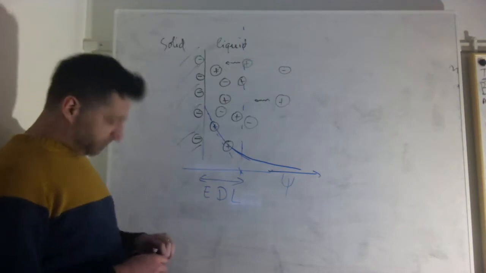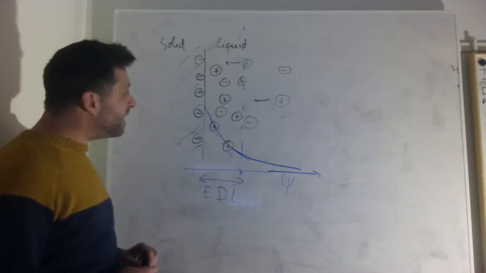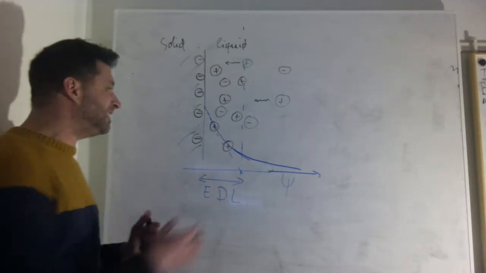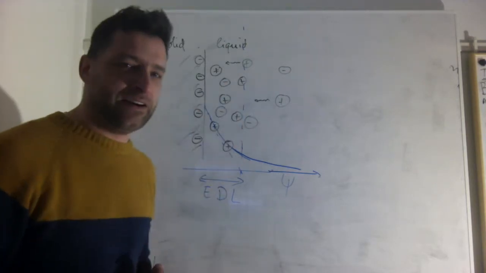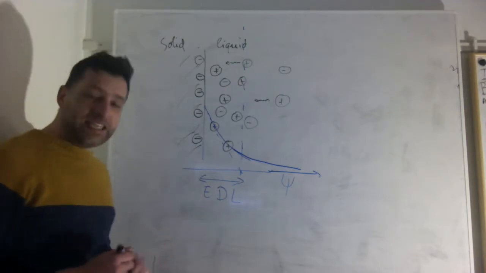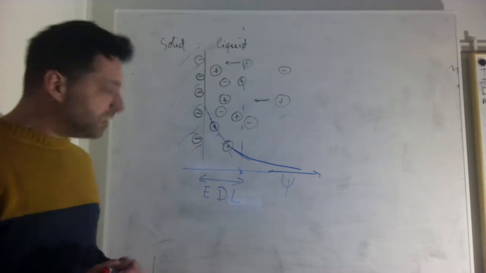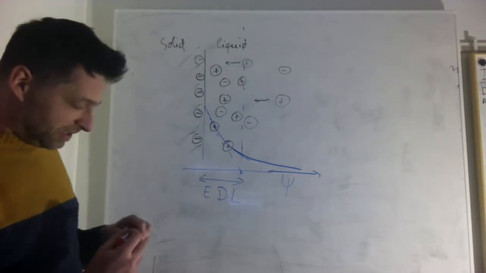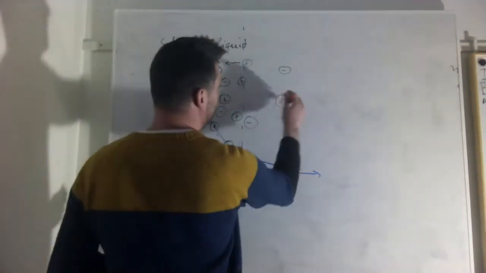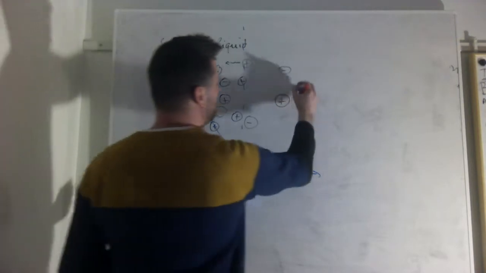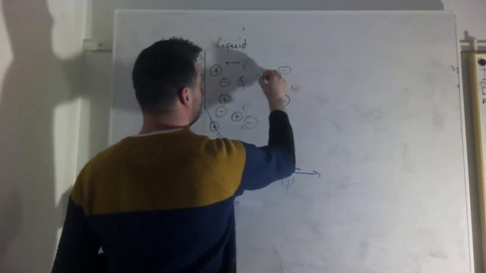Another thing that I should say: the EDL, this typical 10 nanometer layer, is also the shielding layer for any charge. So basically, consider a charge here in the liquid. Any positive charge, for example, will draw close to it a number of negative charges.